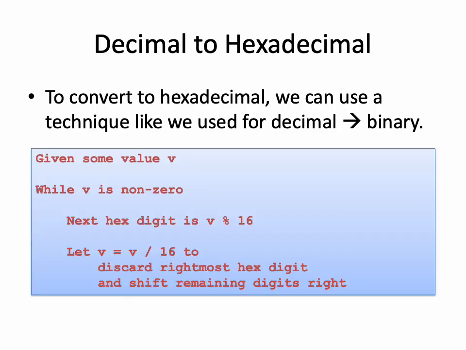One way to convert decimal to hexadecimal is a very similar technique to what we use for decimal to binary. Basically what's going to happen is you're going to grab the remainder, which I'm writing with the percent sign here, of that number with 16, and then I'm going to divide by 16 and take what's left over and continue that process. Right? So that is how you would convert from decimal to hexadecimal.